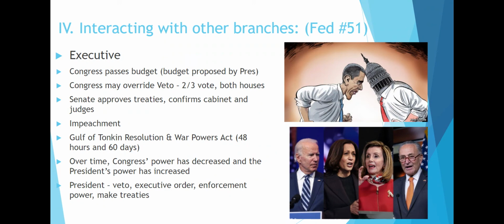It's not necessarily a declaration of war. It's just an authorization to use military force. Is that war by any other name? Sure, you could make that argument.